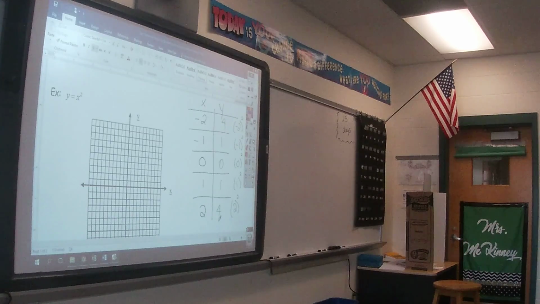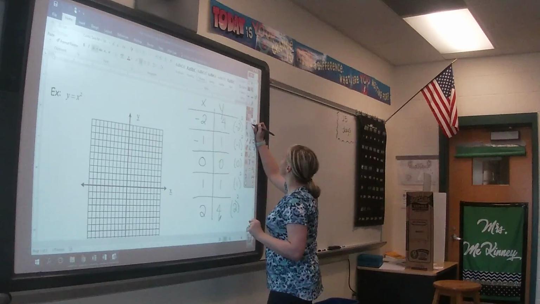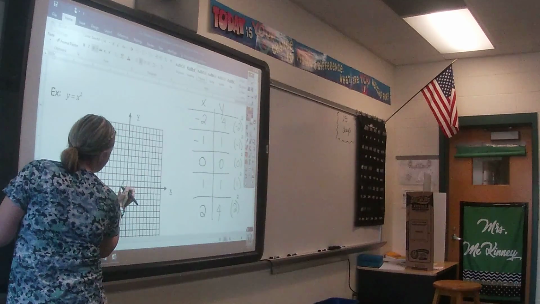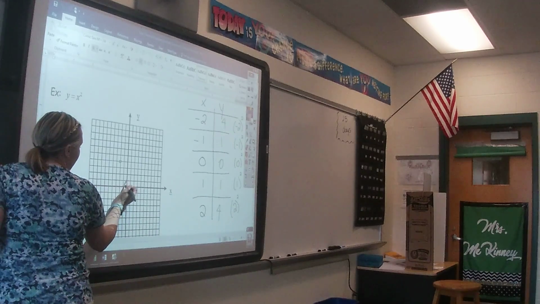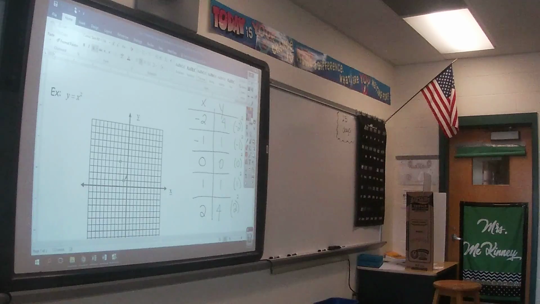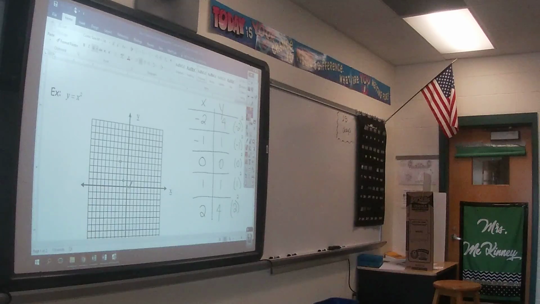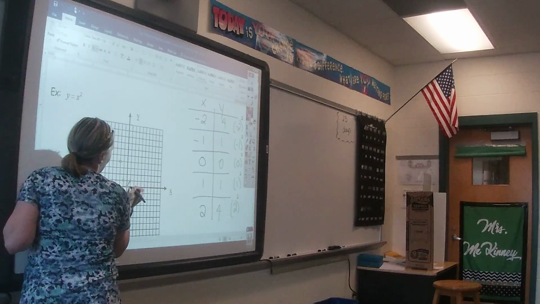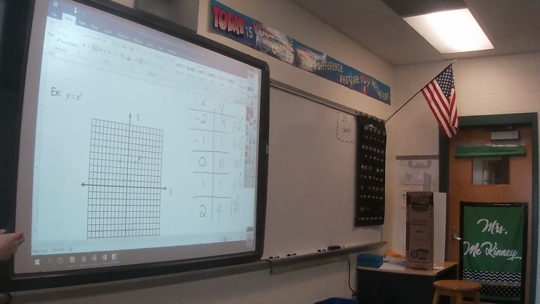Any questions on where those y values are coming from? Right? We then said, okay, well, if I have a table, those are then ordered pairs that we can plot. So I can plot the point (-2, 4). I can plot the point (-1, 1). I can plot the point (0, 0). (1, 1). And (2, 4).